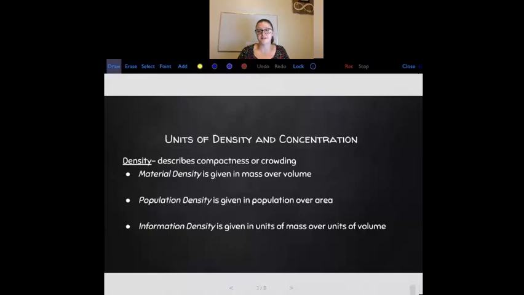The first is material density, which is given by mass over volume. A practical example of this is that we know that oil and water don't mix, and that's because the oil floats on top of the water. The oil is less dense than the water.